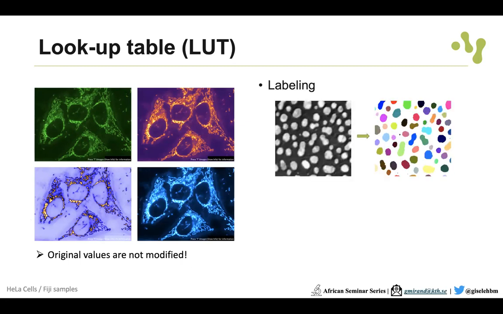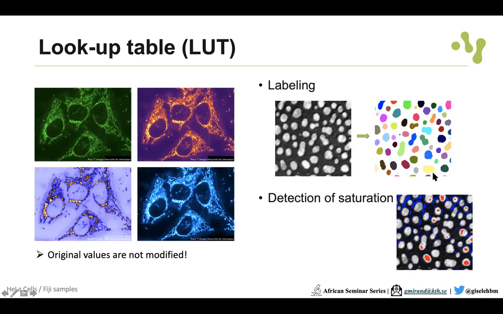And where can this be used? It can be used, for instance, for visualizing the segmentation results, or for identifying saturation. So this is a special lookup table called the high-low, where you can see the areas that are saturated, both in the max value in red and in the minimum value in blue.